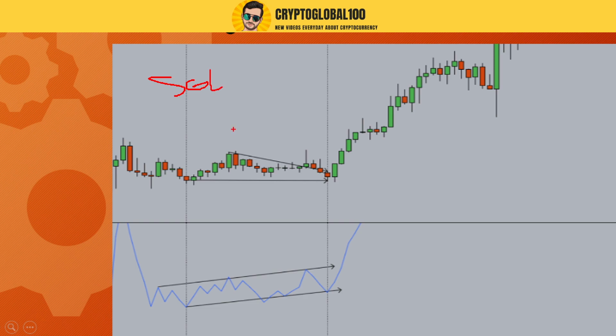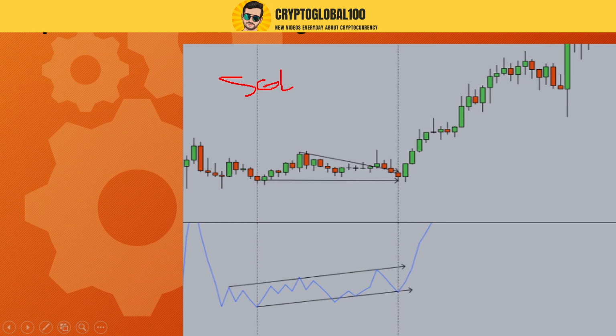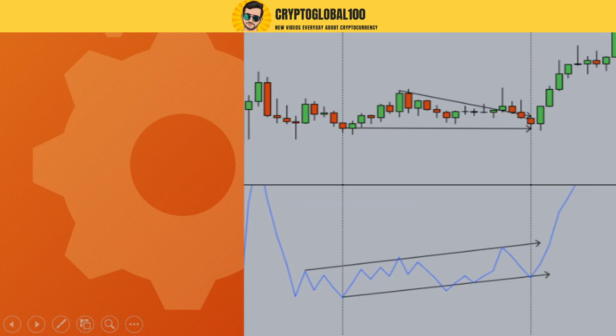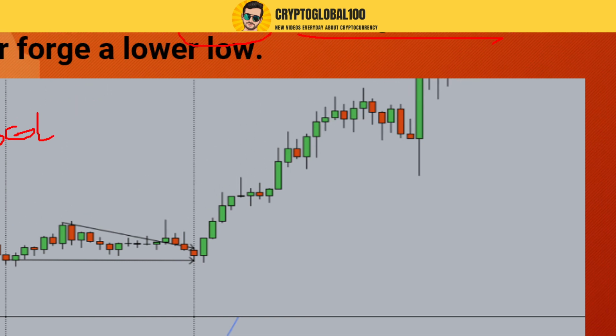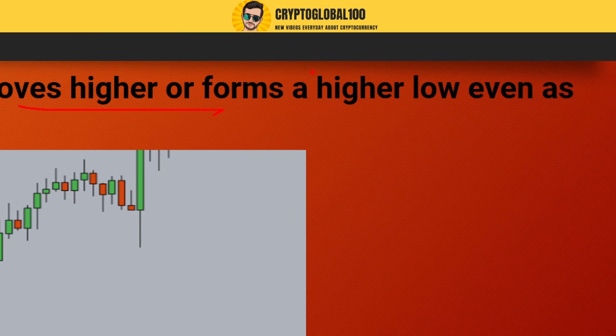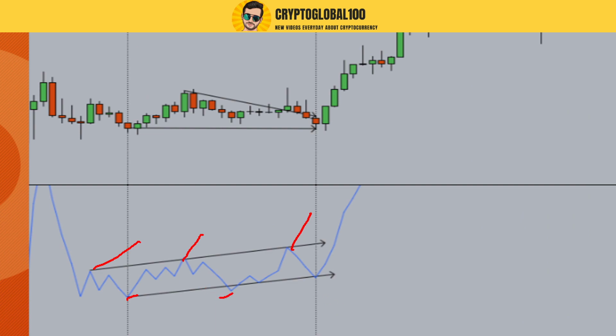Now if we take a look here, you see the OBV. A bullish divergence means the OBV moves higher. What do we see? Looking at the OBV down there, it was moving higher, making higher highs, and from the downside as well it was making higher lows. As it shows, it has to form a higher low. You can see here it was forming higher lows.